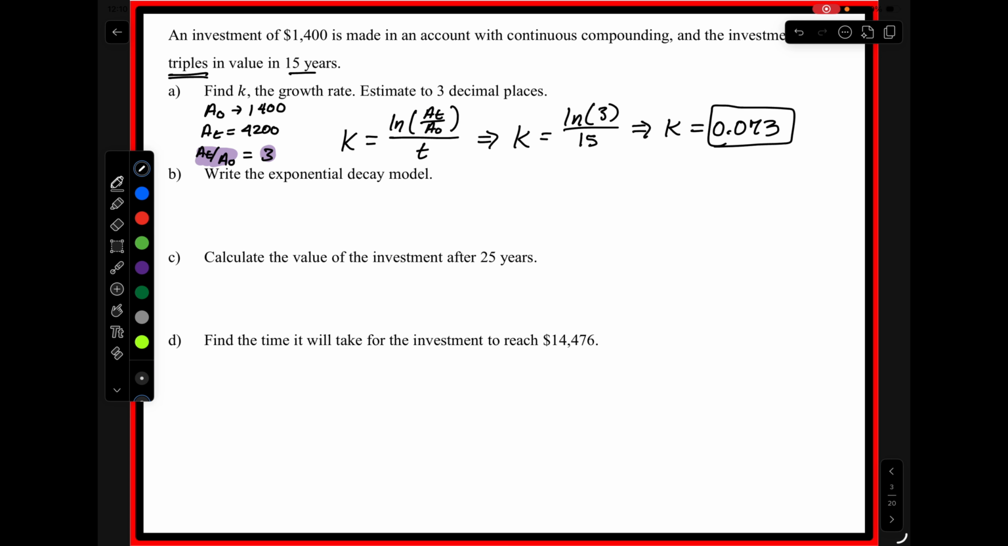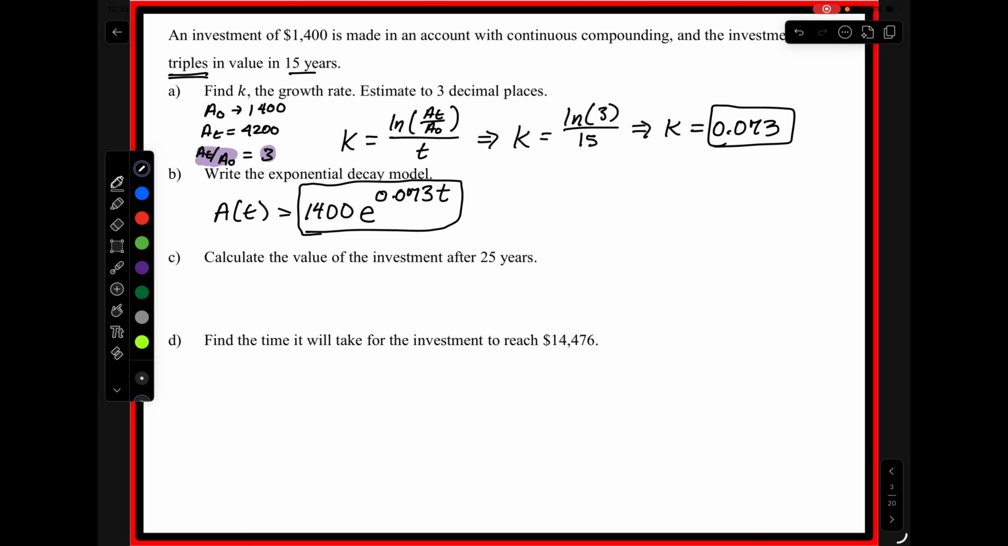Okay, now that we have the value of K, we can answer part B by writing the exponential model of this. Since we're talking about an investment amount, A of t will be the $1,400 we're starting off with, times e to the 0.073 multiplied by t. So that will be your answer for part B.